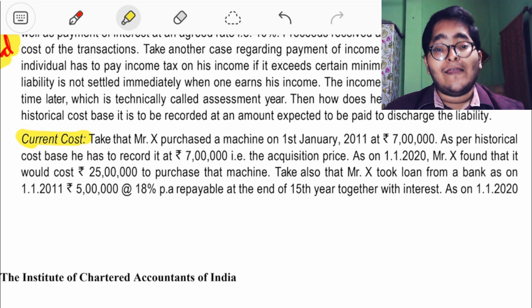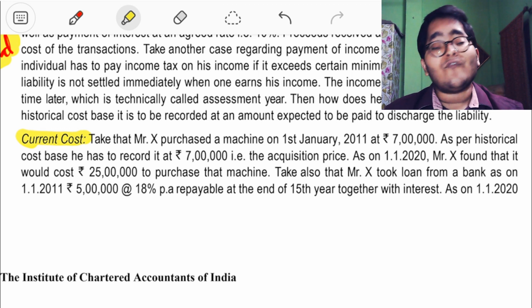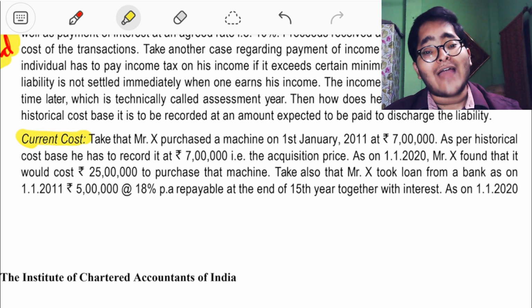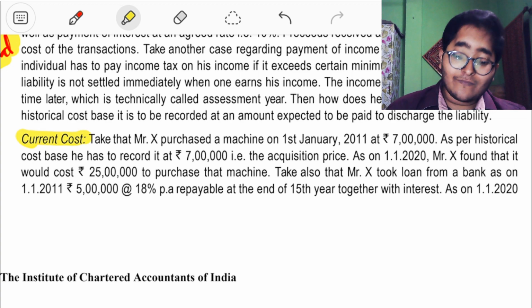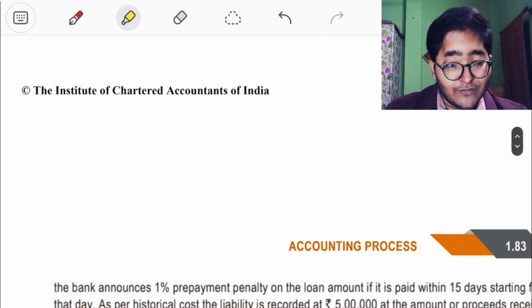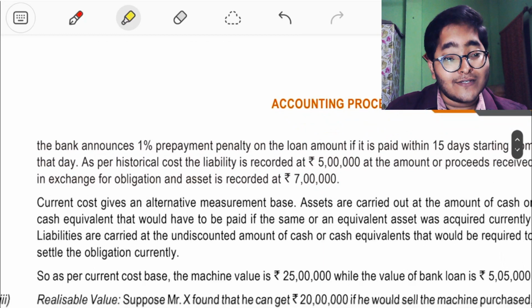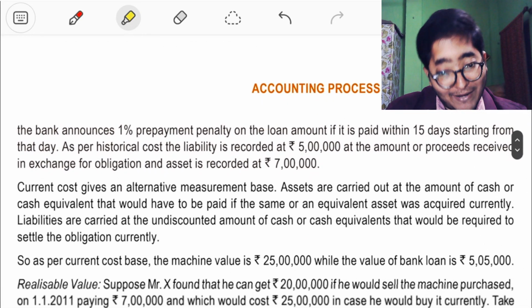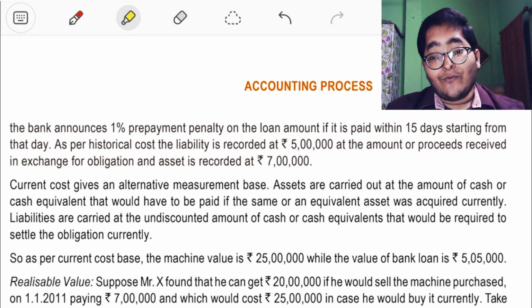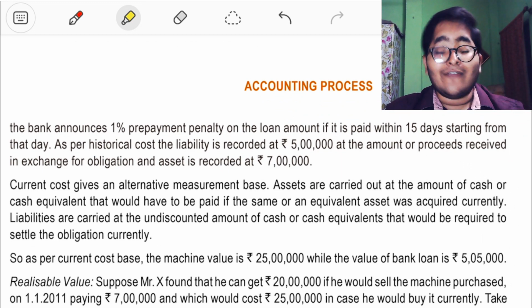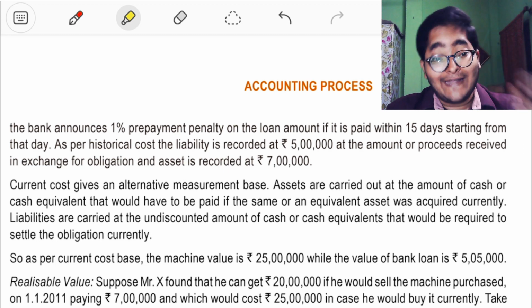Take also that Mr. X took a loan from a bank as on 1st January 2011, rupees 5 lakh at 18% per annum, repayable at the end of 15th year together with interest. As on 1st January 2020, the bank announces 1% prepayment penalty on the loan amount if it is paid within 15 days starting from that day.